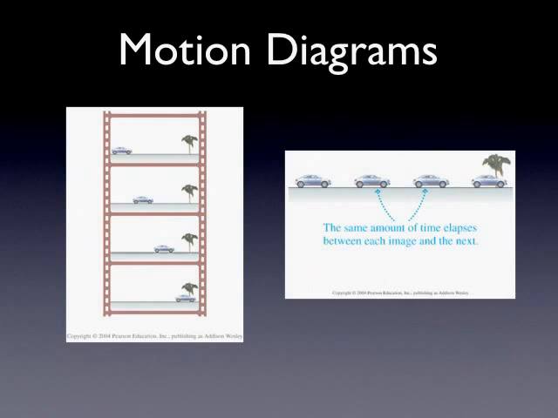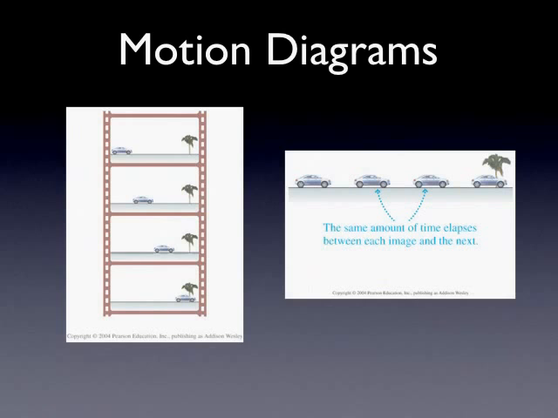Motion diagrams. The film strip to the left is an example of a motion diagram. We can easily see that the car is moving to the right at a constant speed from this film strip. How do we know this? The duration of time between each frame is the same, and we see the displacement of the car between each frame is the same. So it has the same displacement in the same successive times. Hence the car is moving at a constant speed to the right.